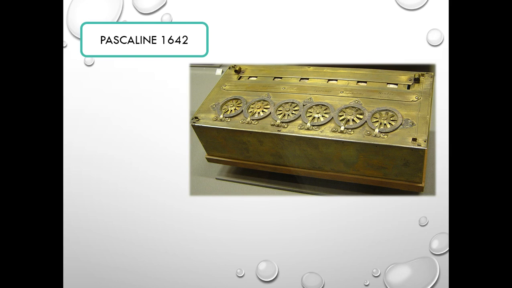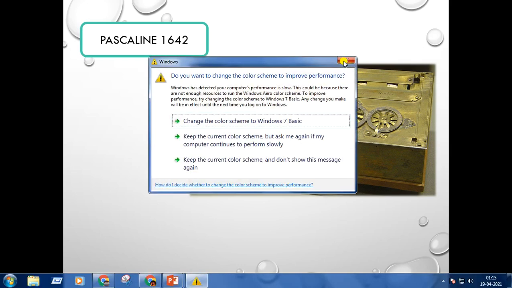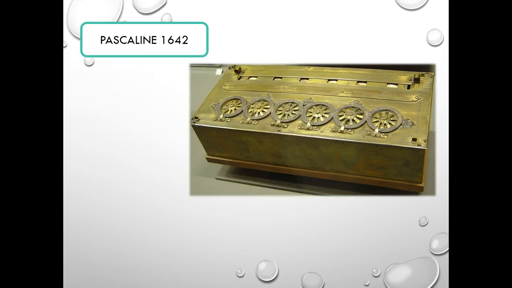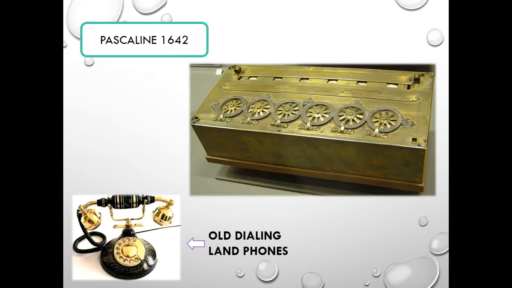Here is pascaline, which was invented in 1642 by a French mathematician named Blaise Pascal. It consists of a box with gears, wheels and dials. Numbers were displayed when the wheels were rotated. The machine could perform addition, subtraction, multiplication and division. We can compare it with our old dialing landline phones.